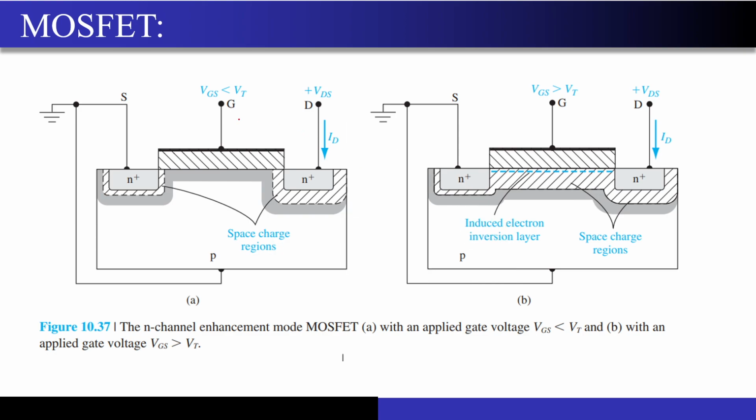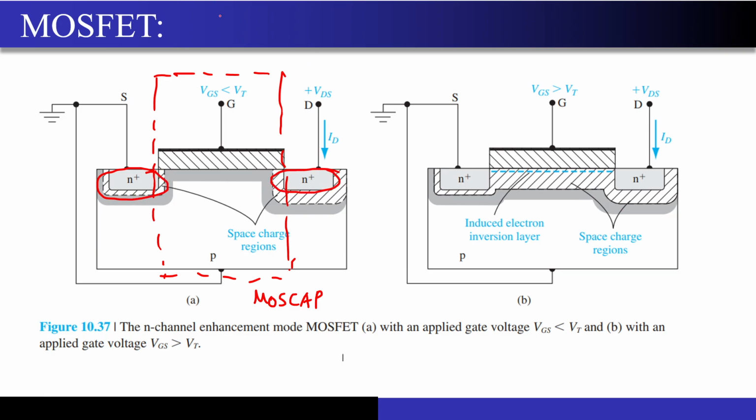As you know, this is our cross section of the MOSFET. If you just look at this part, you will easily see that this resembles your MOS cap structure. Now what is the reason why we have put these two N plus regions over here? Sir must have told you something about the transistor.